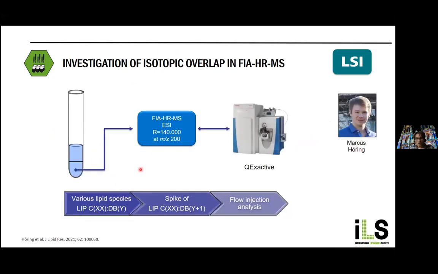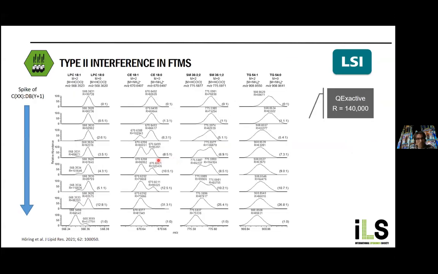So I had this slide also yesterday. If you have high resolution, you have to check whether the mass resolving power of your instrument is able to resolve this type 2 interference. And this is our setup, so we can for sure not resolve it for the triglyceride species. So Marcus in our lab checked how we can get accurate quantification despite this overlap.